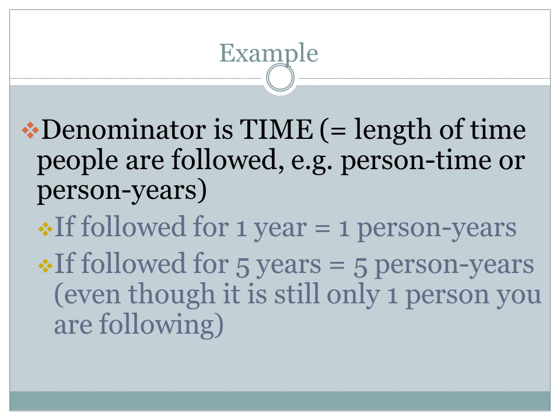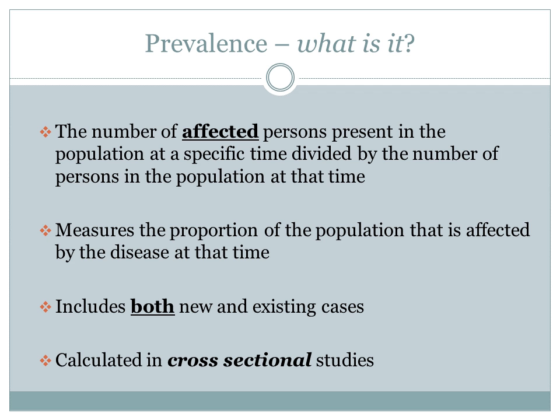Different people contribute different amounts of time to the denominator depending on how long they were followed, and this method is especially useful when you have a small number of subjects or people that you are following. Next slide, please. Now we're going to discuss prevalence.